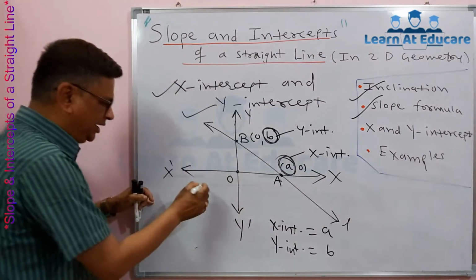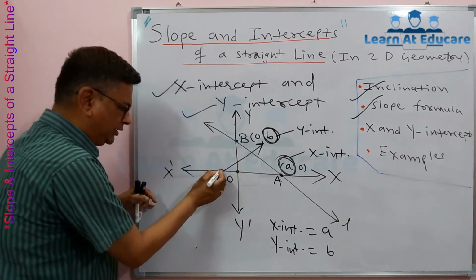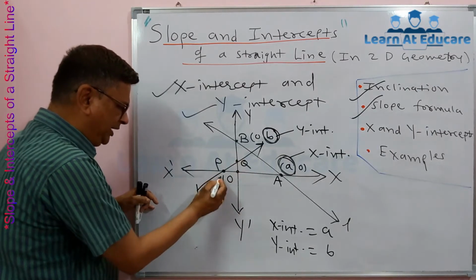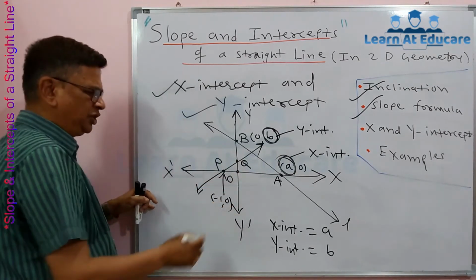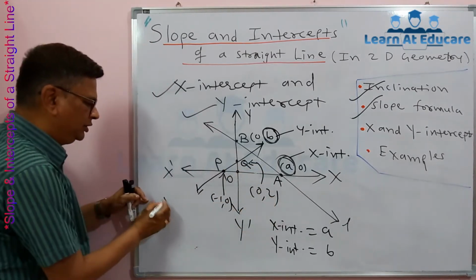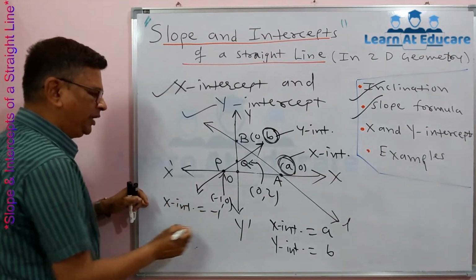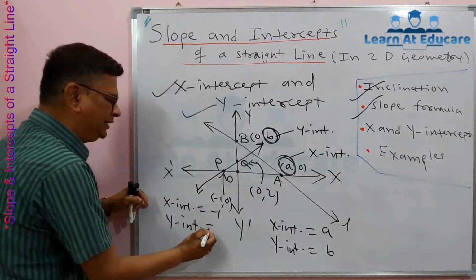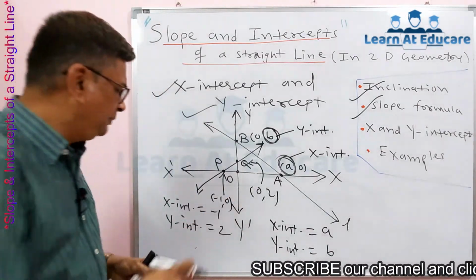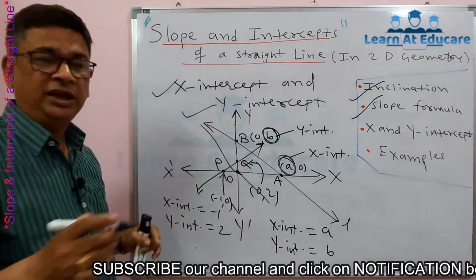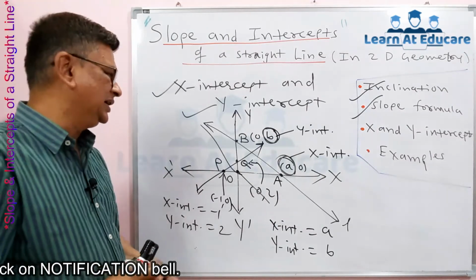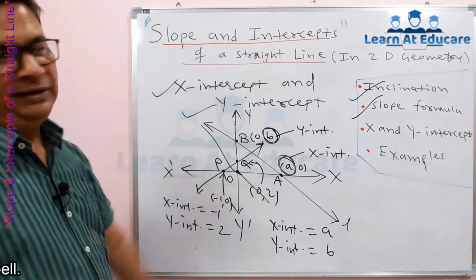For example, if you take this another line, suppose this point is P, this point is Q, and this point P has coordinates, suppose, (-1, 0), and this point Q suppose has coordinates (0, 2). Then this line will have x intercept equal to minus 1 and y intercept equal to 2. So intercept can be positive, negative. If line passes through origin, then its both x and y intercept will be 0. So that is in short about the slope and intercept of a line.